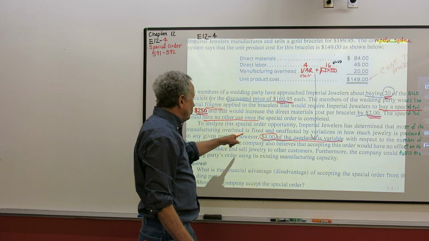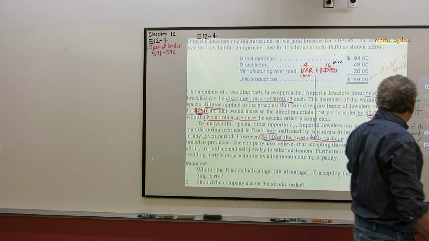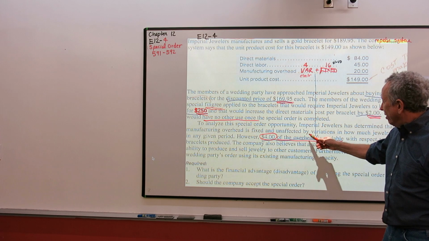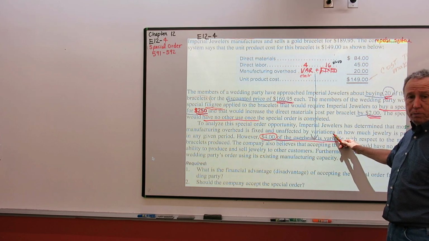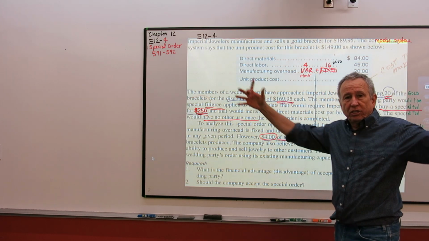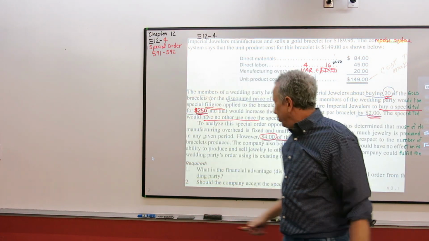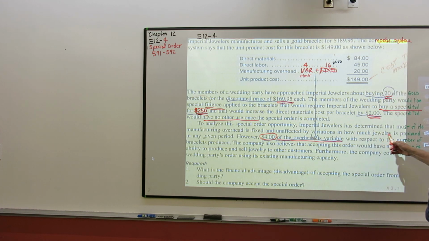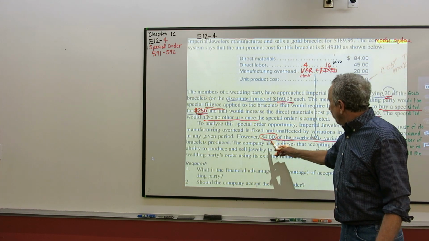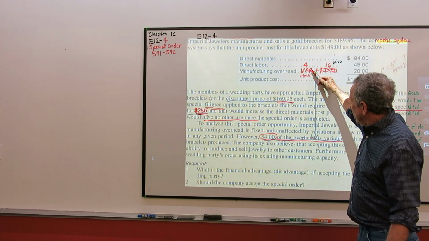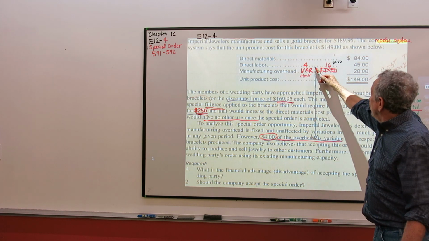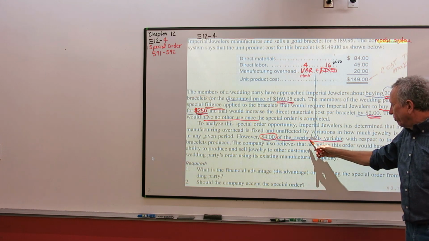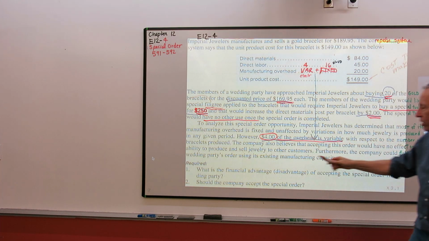To analyze this special order opportunity, Imperial Jewelers has determined that most of its manufacturing overhead is fixed and unaffected by this. So they're not going to have to spend any more on heat, light, and utilities. Same big plant sitting out there, nothing changes. So again, it says, however, $4, as we learned before, is variable. And that means 16, because it has to add to 20, is fixed. And again, the overhead is variable with respect to the number of bracelets produced.